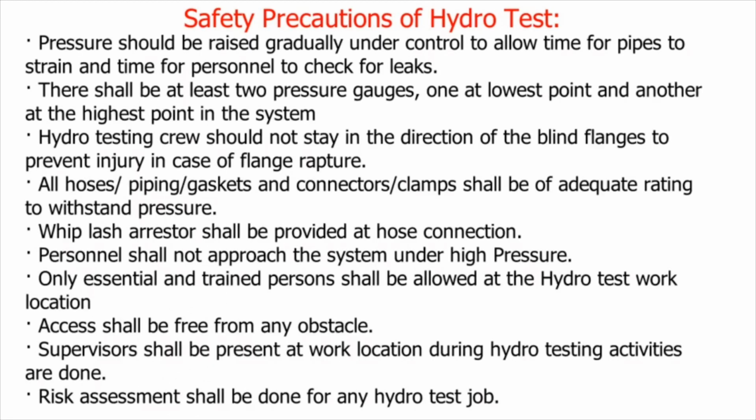Pressure should be raised gradually under control to allow time for pipes to strain and time for personnel to check for leaks. There shall be at least 2 pressure gauges, one at lowest point and another at the highest point in the system. Hydro-testing crews should not stay in the direction of the blind flanges to prevent injury in case of flange rupture.